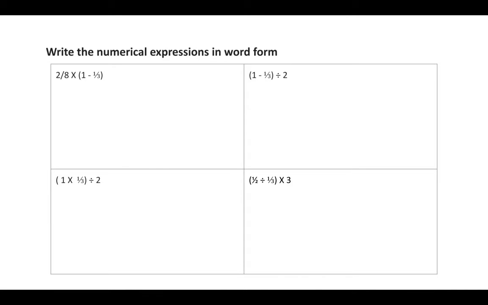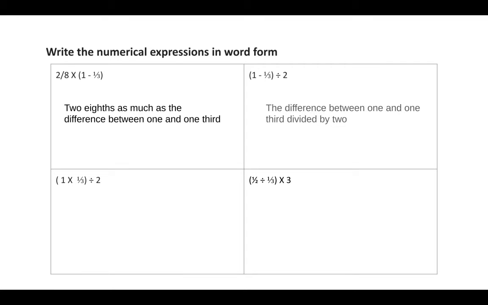Okay. The second type of expressions that we're going to take a look at today are numerical expressions, and we're going to turn these into words. So the first one says 2/8 times 1 minus 1/3. And if I look at that in words, and I should only see words, it would be 2/8 as much as the difference between 1 and 1/3. The next box, 1 minus 1/3 divided by 2, written in words, is the difference between 1 and 1/3 divided by 2.